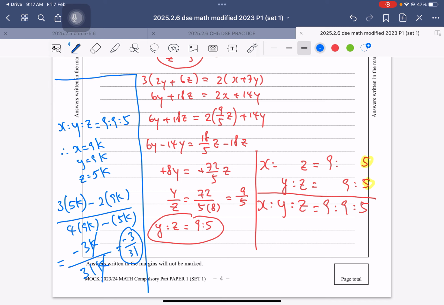For the first one, can I write k? No. There's no use in letting k for the first one. The second one you can use. You can substitute, just like last time. You can't just substitute 9, 9, 5. You need to substitute 9k, 9k, 5k.